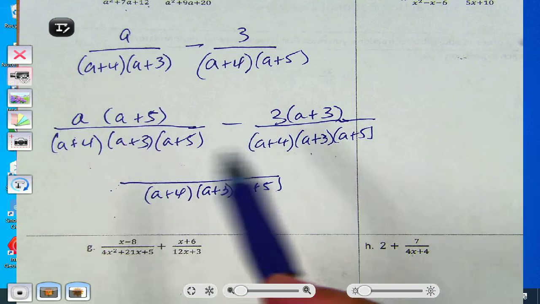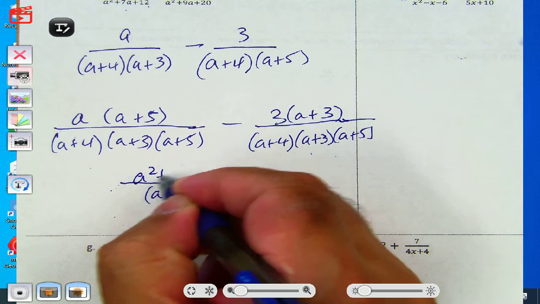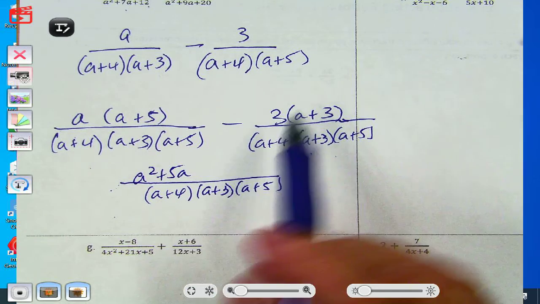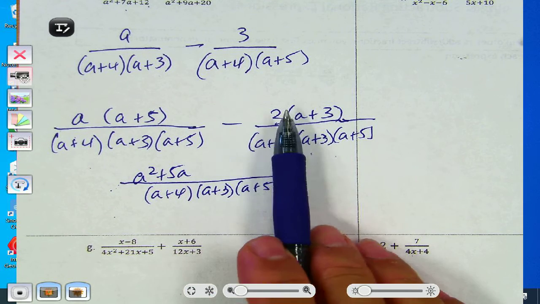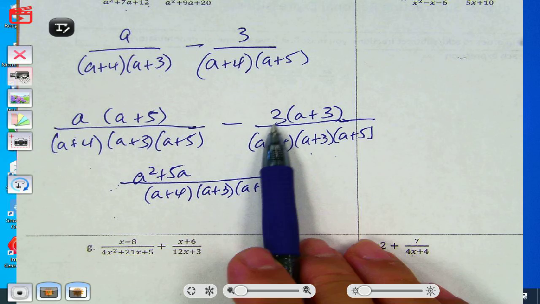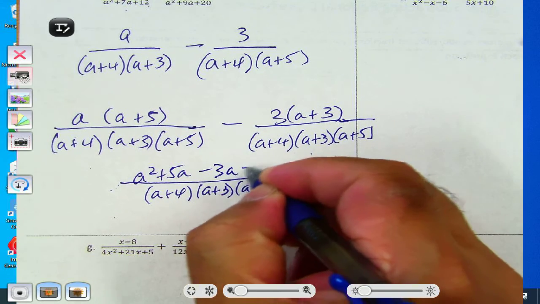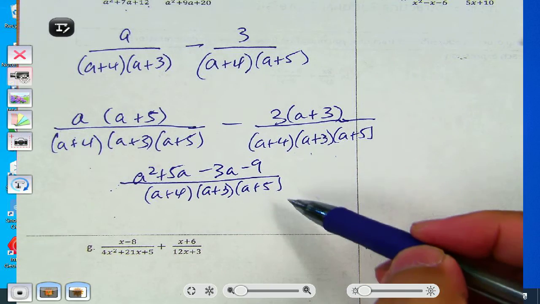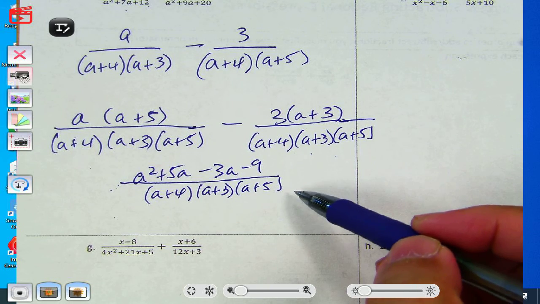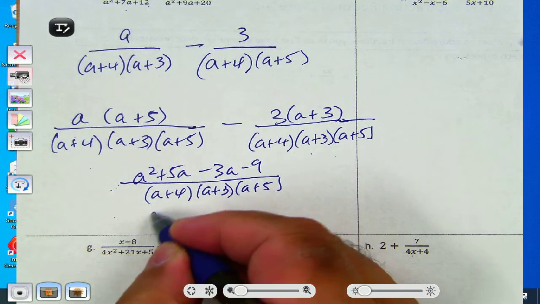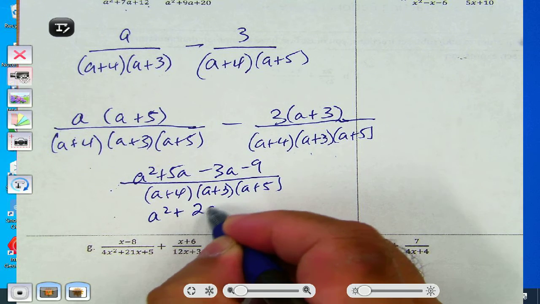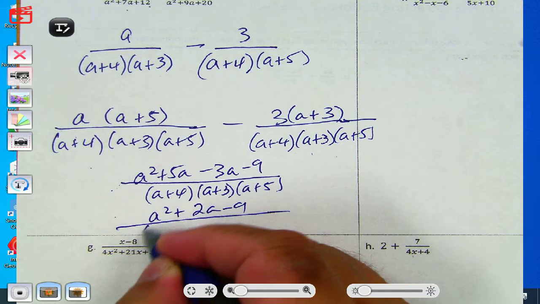I'm going to distribute that a. So a squared plus 5a. And I'm going to treat that minus sign as attached to the 3. So it's minus 3 times a plus 3. So it'll be minus 3a minus 9. This is an intermediate step. This is not the final answer. The final answer comes from a squared plus 2a minus 9 over that.